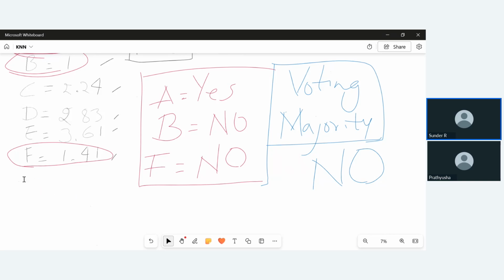So regression, yes, for regression, you will be finding the average, and for classification, you will be finding the majority voting. Is it clear? I hope it's clear, right? As this is very important, I just wanted you guys to know about this. I hope the classification part is clear, right?